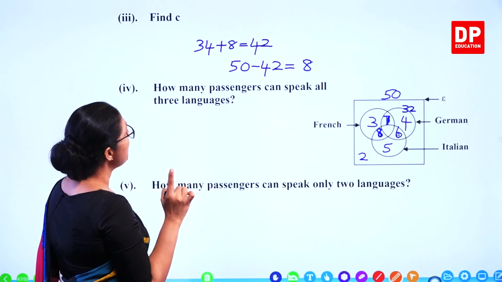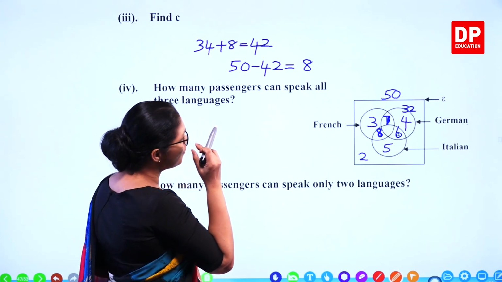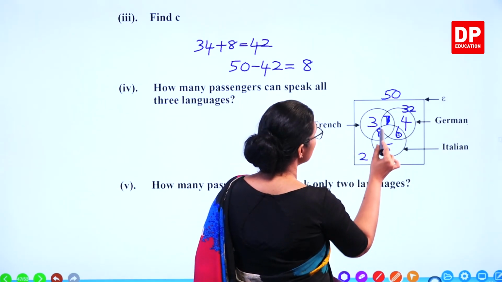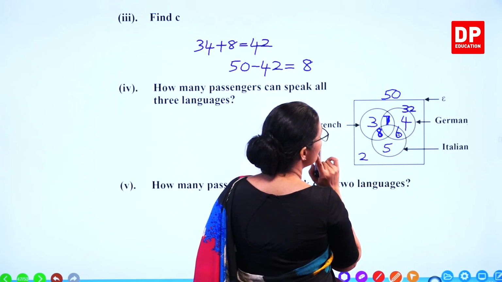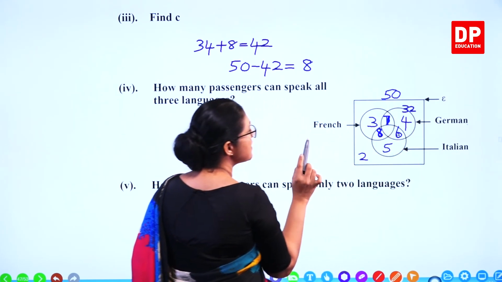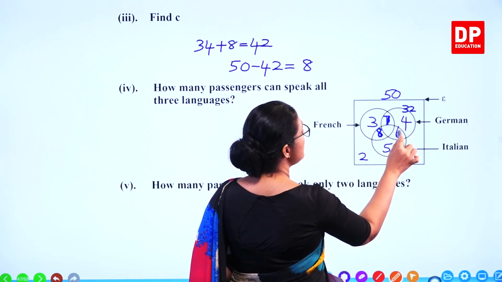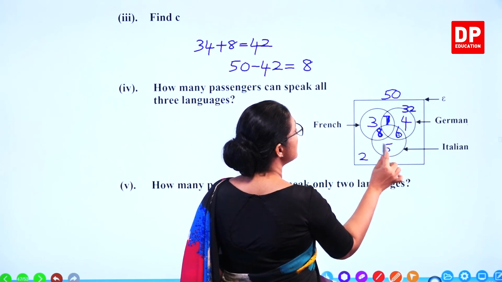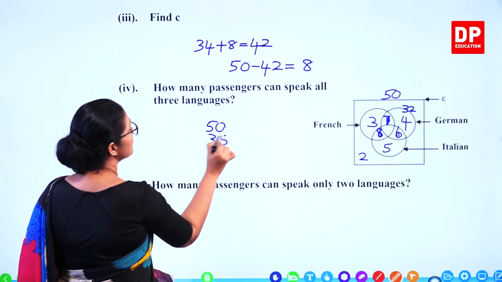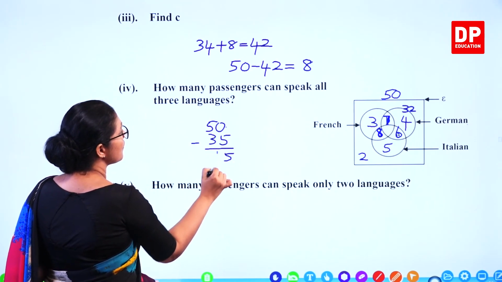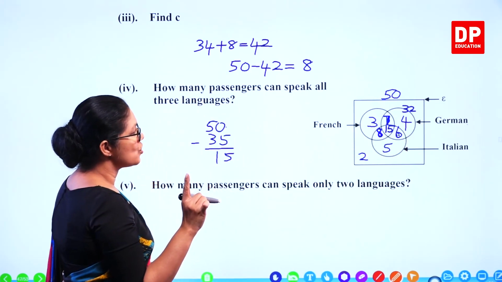Now, how many passengers can speak all 3 languages? Now we have to find out this one. So we'll add and see. This circle is 32. No, we can't find 32. We'll add separately and subtract from 50. 7 plus 3, 10. 14, 20, 28, 30, 35. 50 minus 35. 15 can speak all 3 languages.